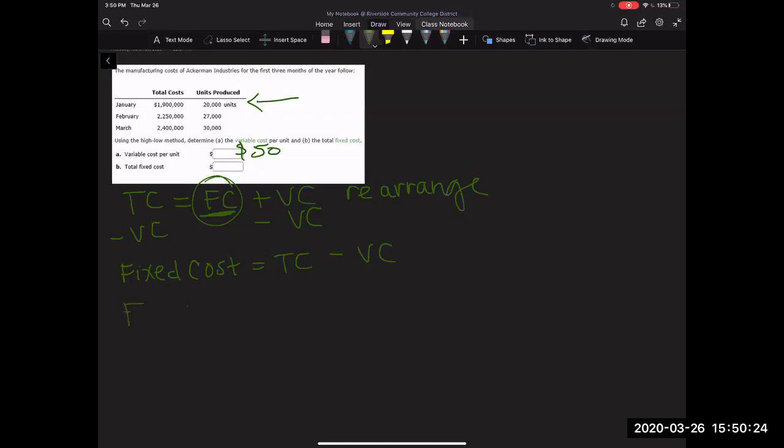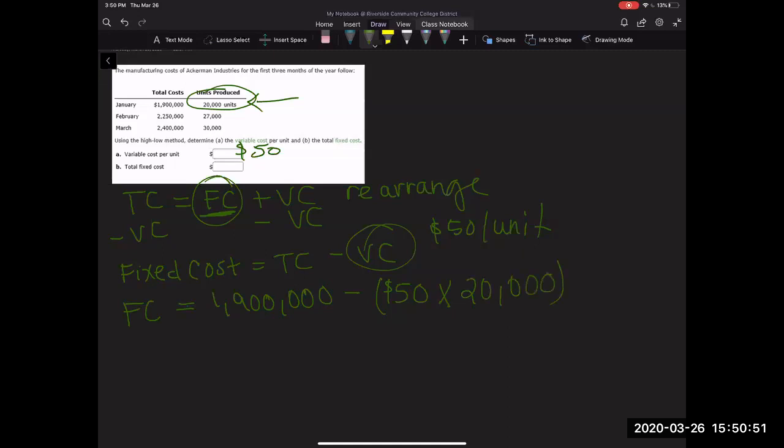So we're trying to figure out fixed costs, right? And then our total cost is 1,900,000 minus our variable cost that we've already figured out, which was $50 per unit, right? So we're going to do parentheses, $50 per unit times the number of units produced in the month of January, which is 20,000 units.